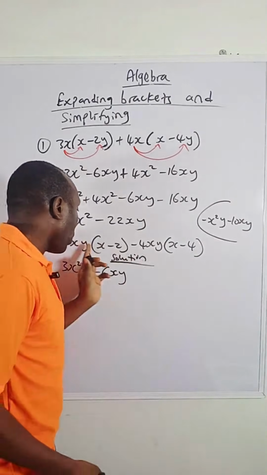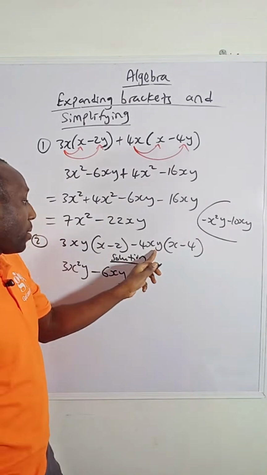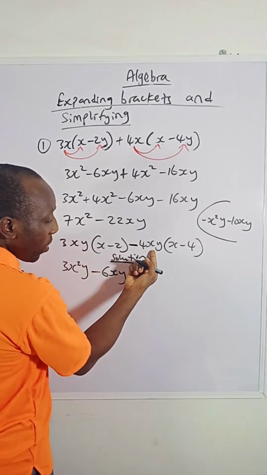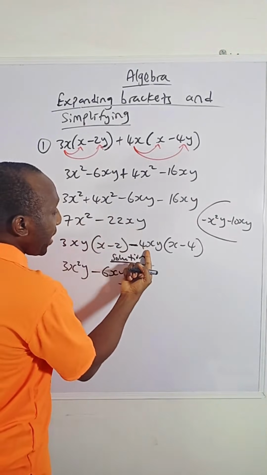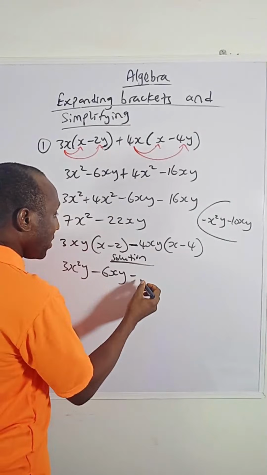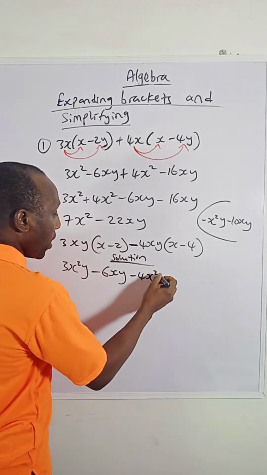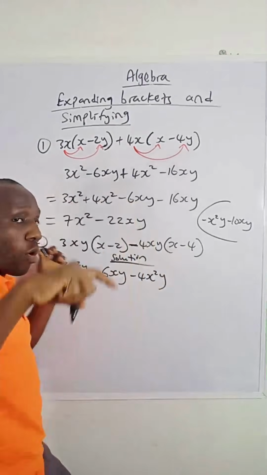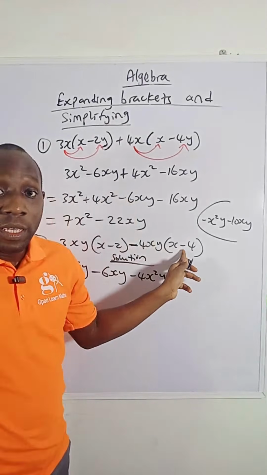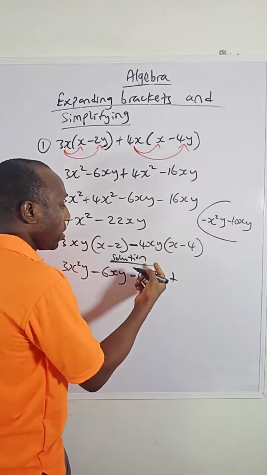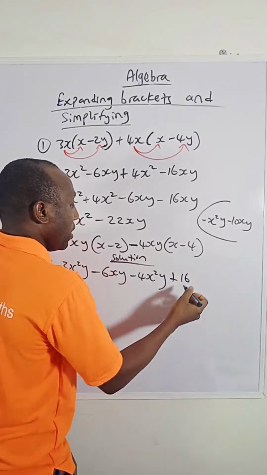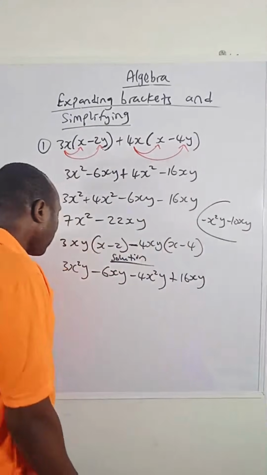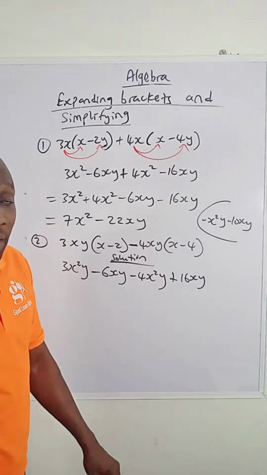Now we're done with this first one. Let's come to the second term. This negative must be used with this 4xy. Very important. Negative 4xy times x is what? Negative 4x squared y. And negative 4xy times negative 4 is what? Plus, because minus times minus is plus. That's plus what? 4 times 4 is 16, then xy. Are you seeing what I'm doing, people? Are you with me? So let's collect like terms.